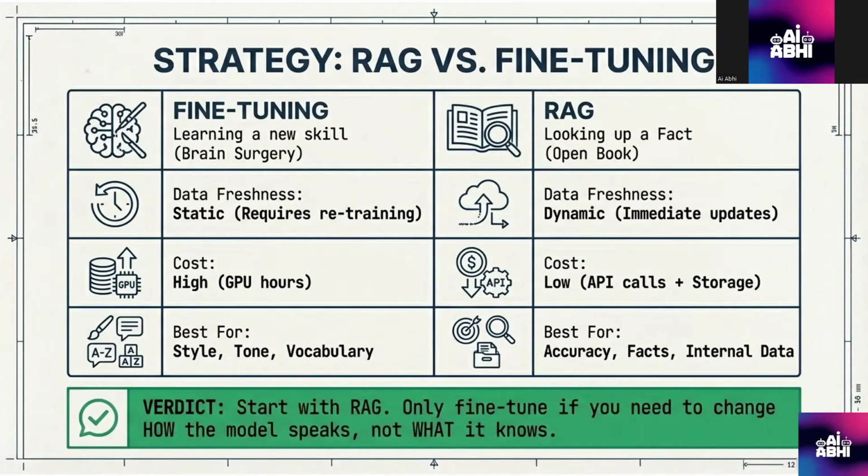Now this is a question that I get a lot: why not just fine-tune the model on your data? Why do you need RAG at all? It's a great question. Here's the difference in simple terms.